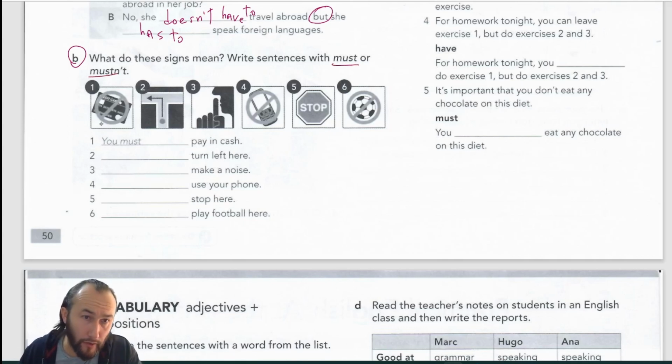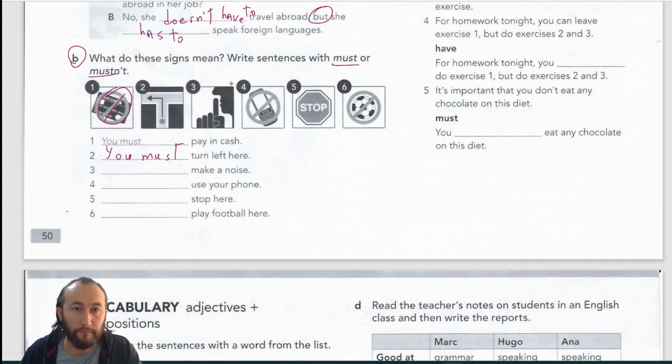So we've got here not allowed, number one. So you must pay in cash. The card is not allowed, as you can see here. That's a not allowed sign, so you must pay in cash. Number two, we need to use must and mustn't. So you must go, turn left. You must turn left here.